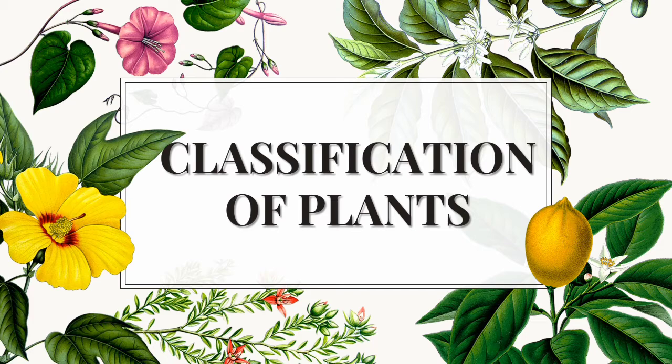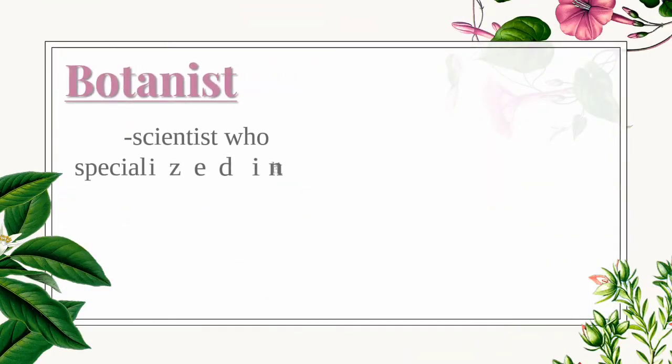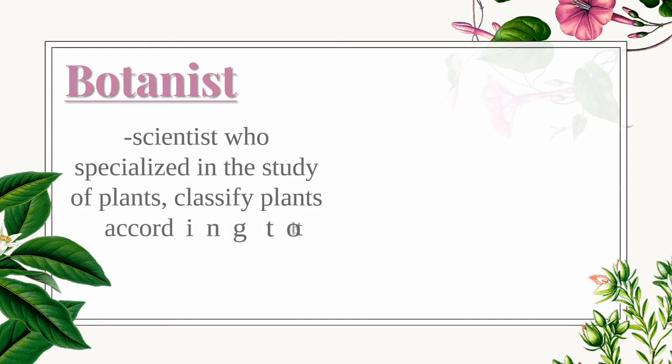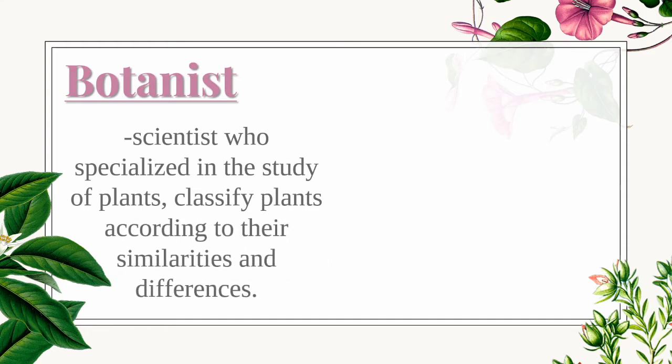There are many different kinds of plants on Earth. Some are big, while others are too tiny to be seen by our naked eye. They also differ in the places they live and grow. So to classify the plants, we have our botanists. They are the scientists who specialize in the study of plants, classifying plants according to their similarities and differences.